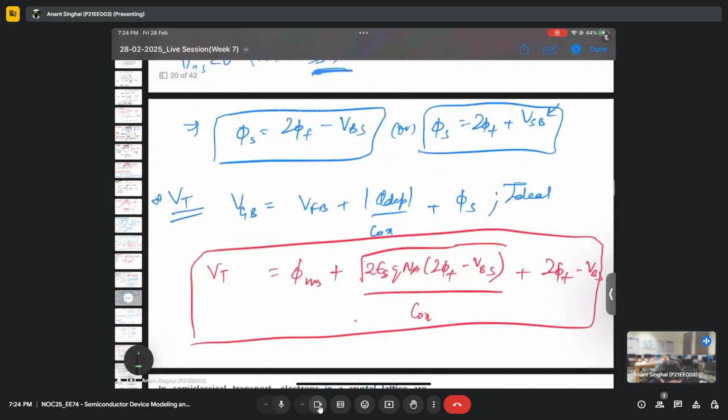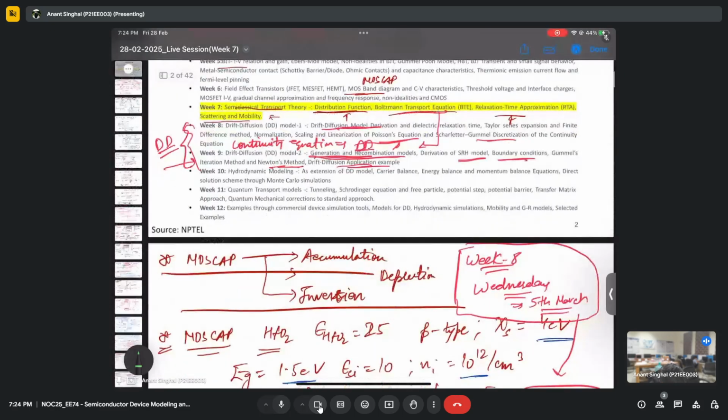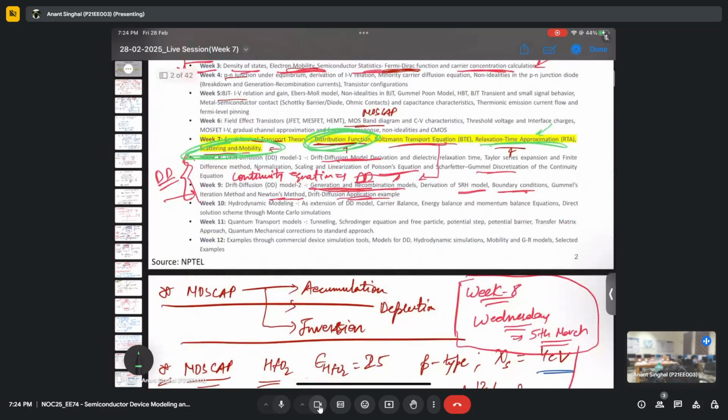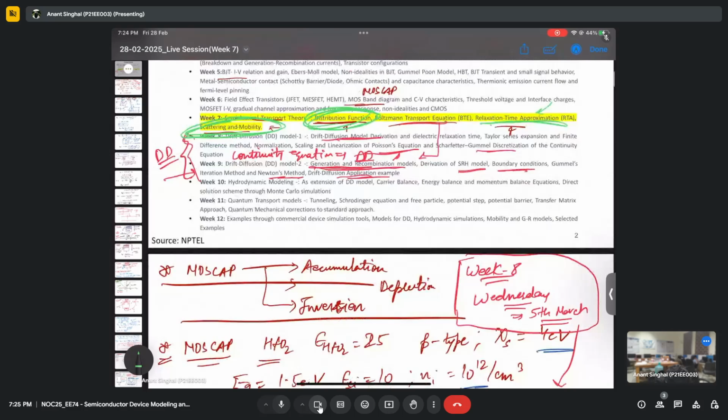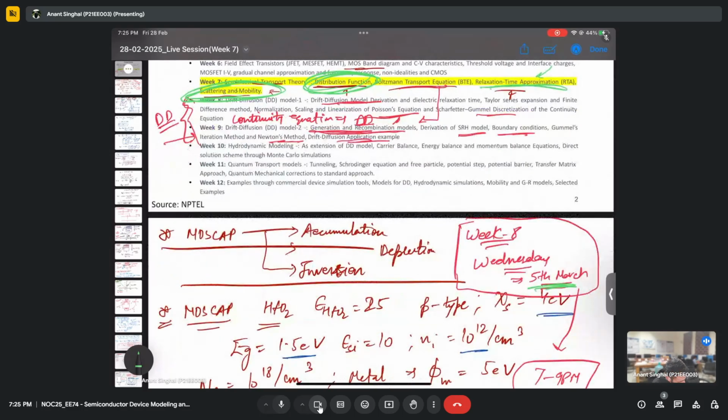For this particular class, we have covered the Fermi-Dirac distribution function, plus the scattering and mobility, in quite some detail. RTA is quite a theoretical topic. There is nothing numerical, it is just a straightforward derivation, and it is well explained in the theoretical lectures. So do attend this 5th March class, from 7 to 9, to understand the diffusion model. I'll do the derivations first, and then we'll see a few problems related to it.